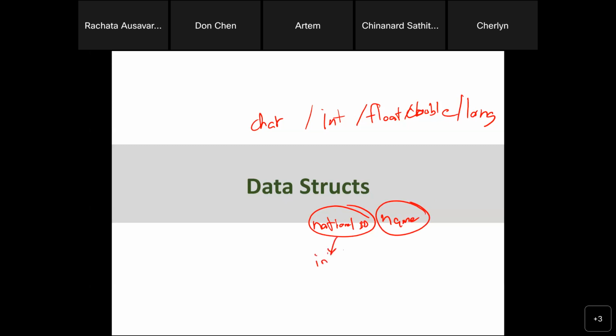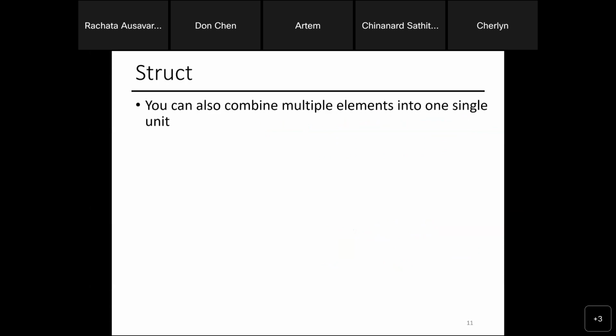Obviously, I can use an integer for this because it's a number, right? Then I can use a string, which in this case is a character array. Structs allow you to build this. Think of a struct as: I want to combine these things together into one single item. The key idea is that it allows you to combine multiple elements into one single unit.